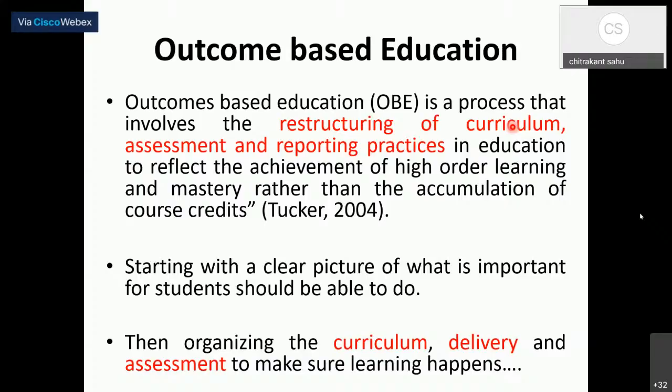Accordingly, we need to decide what curriculum is to be taught to the student, and what delivery methods or teaching-learning practices should be involved. We also need to take care of the assessment, what kind of assessment we should use, so that the student is judged properly based on the three key attributes. Outcome-based education has three main attributes: knowledge, skills and behavior.